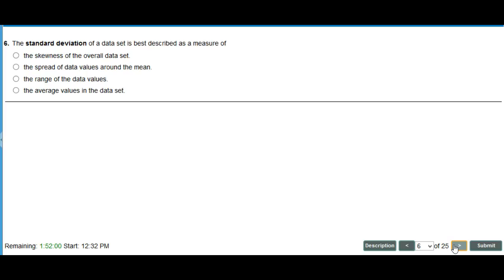Question 6. The standard deviation of a data set is best described as a measure of the skewedness of the overall data set, the spread of data values around the mean, the range of data values, the average values in the data set.